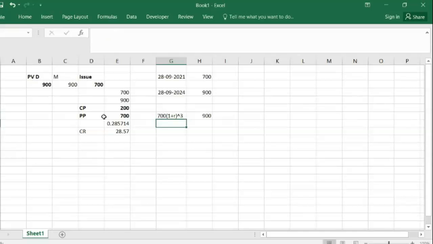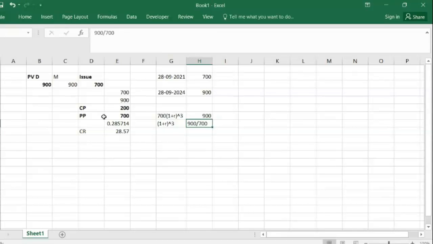So here what we are going to do is calculate this value of P multiplied by (1 plus R) to the power n. Here 700 is in multiplication, so we take this 700 to the right-hand side. (1 plus R) to the power 3 is equal to 900 divided by 700.